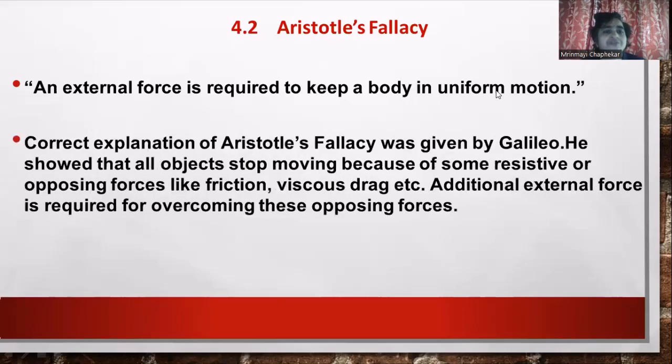Actually, the correct explanation of Aristotle's fallacy was given by Galileo. He showed that all the objects stop moving because of some resistive or opposing forces like friction, viscous drag, etc. That means that additional external force is required for overcoming these opposing, resistive forces. And if the ball is given initial velocity, then if there is no unbalanced force acting on it, it will continue to move infinitely. That is what is stated in Newton's first law of motion, right? So we'll now see Newton's laws of motion.